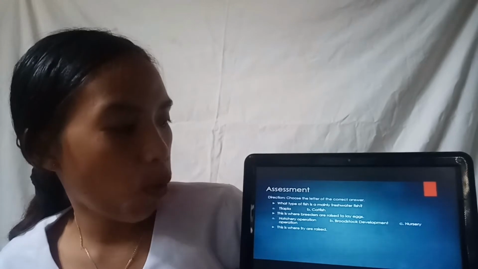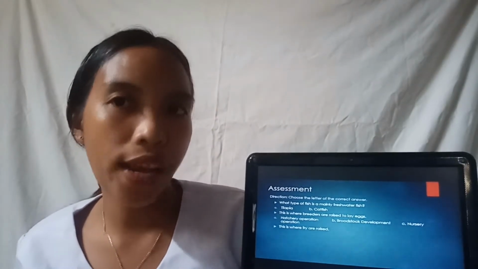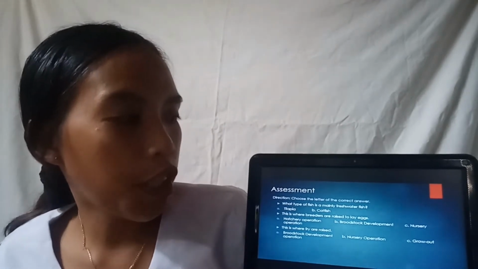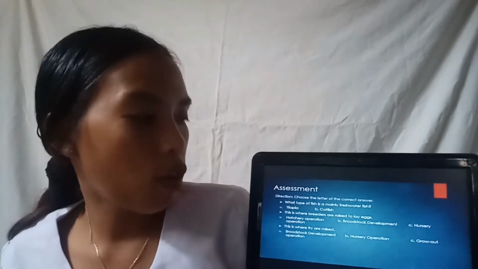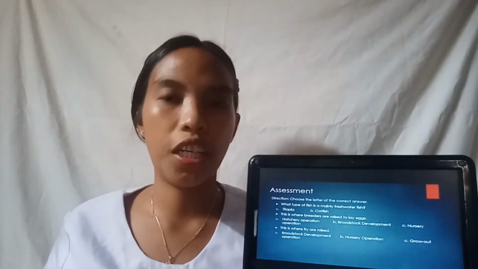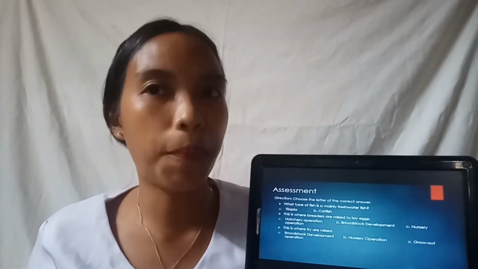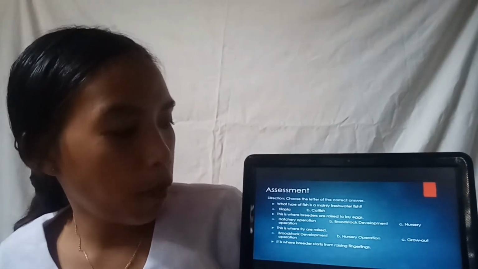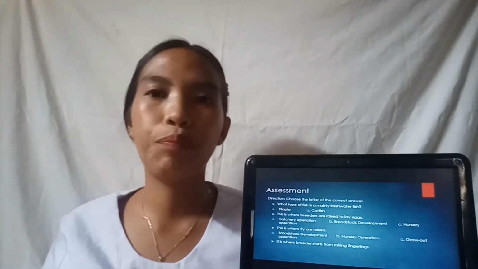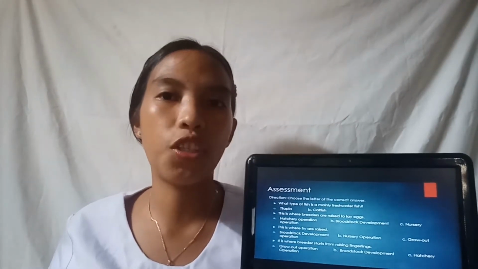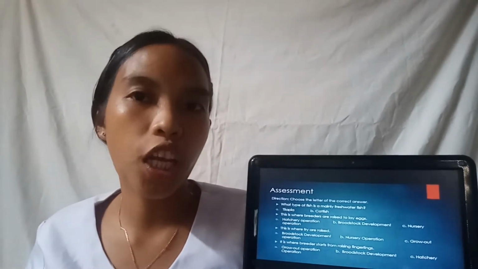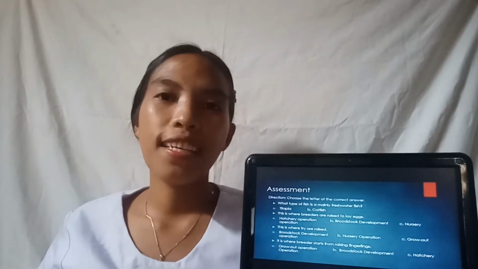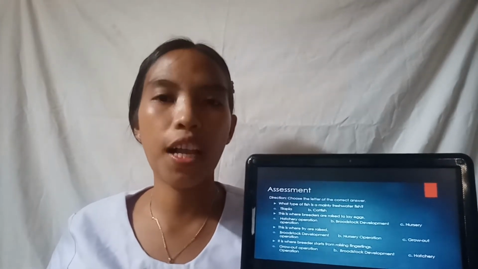Next, this is where fry are raised. A. Broodstock development. B. Nursery operation. C. Grow out operation. What do you think is the answer? Yes, it is a nursery operation. Next question is, it is where breeders start from raising fingerlings. What do you think is the answer? A. Grow out operation. B. Broodstock development. C. Hatchery operation. Yes, it is correct. It is broodstock development.